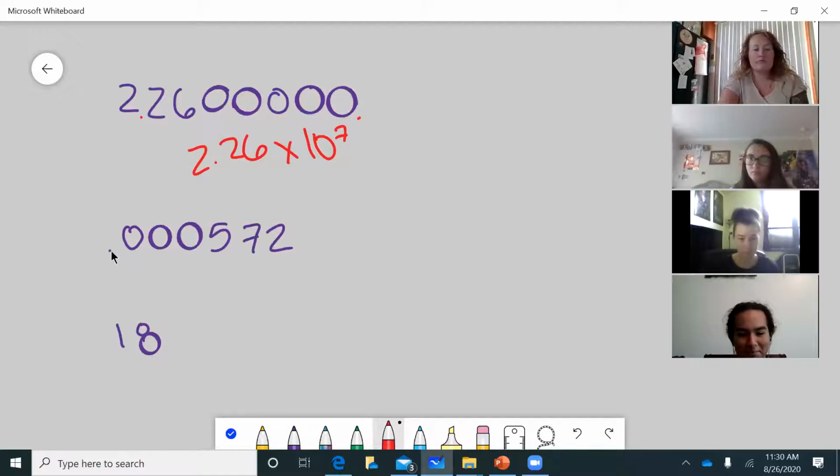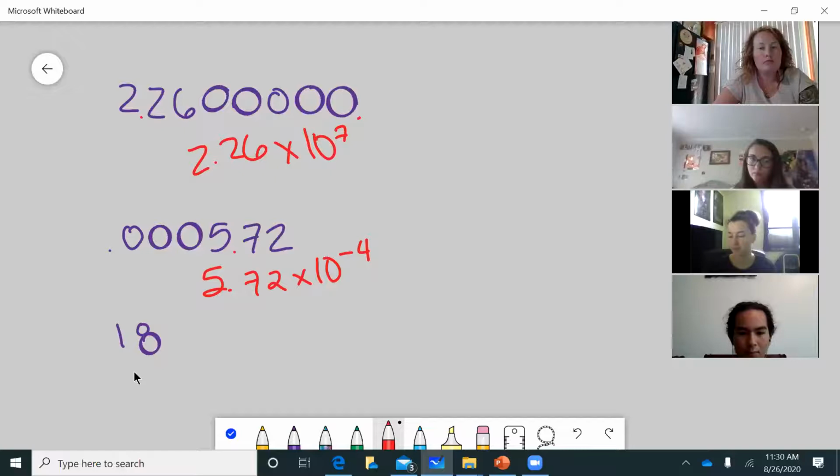So next one here, small number, decimal is here. We want it to live right there. So I need to hop 1, 2, 3, 4. 5.72 times 10 to the -4. Why is it negative? Teeny tiny number, all right?